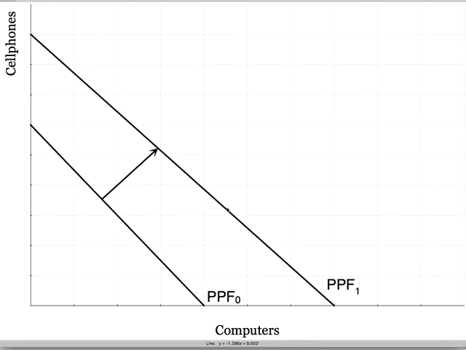And then when you give an explanation as to why it shifted outward, explain that with more capital available, the maximum level of production of both of these items is increasing. So the PPF naturally has to shift outward to reflect the fact that with higher levels of capital, the maximum level of production of cell phones and computers is increasing.